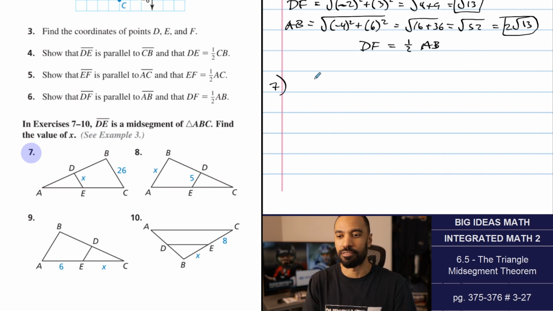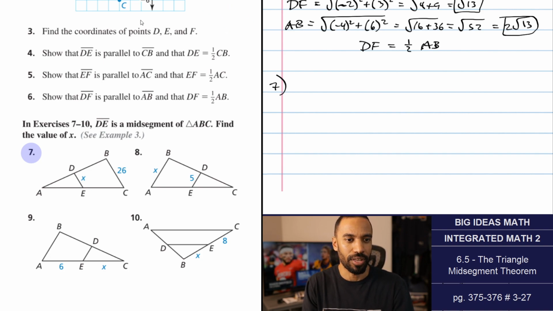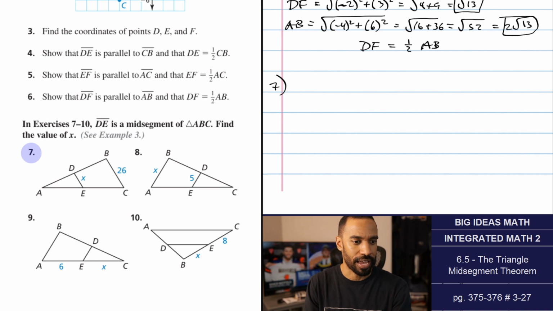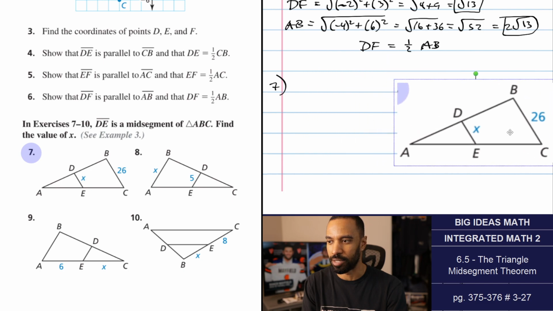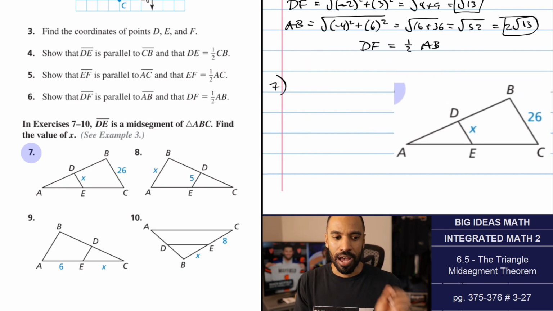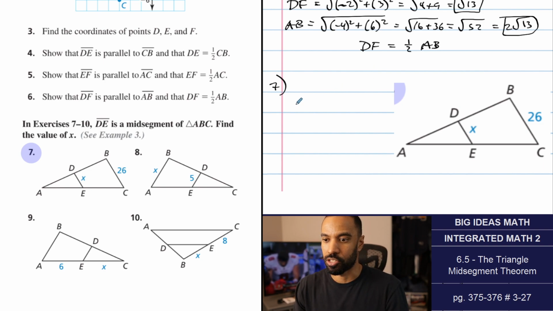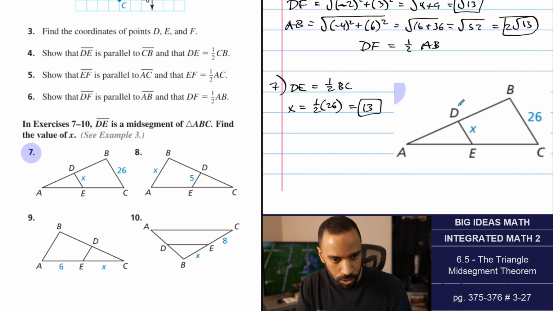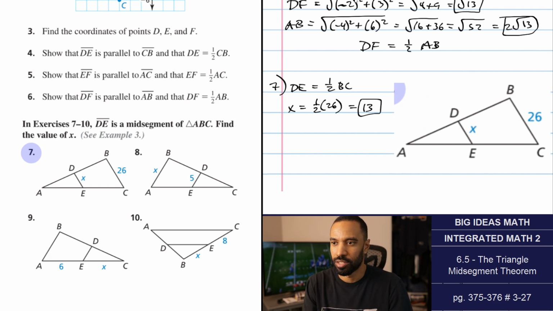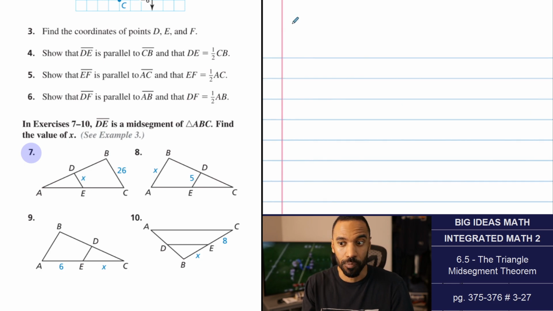All right, in exercises 7 through 10, segment DE is a mid-segment of triangle ABC. We're going to find the value of x. Now, if you're doing these problems, as always, you'd want to copy down a diagram. So here I go, copying down said diagram. So x is going to be half of 26. Segment DE is half of segment BC. X is half of 26, which is 13. This is because we know DE is a midsegment of triangle ABC. Only because of that can we say that, right?